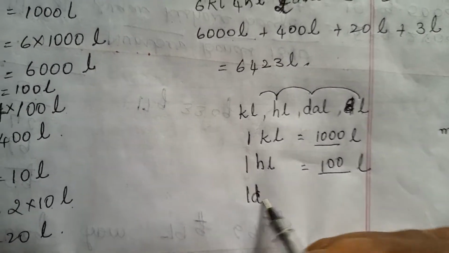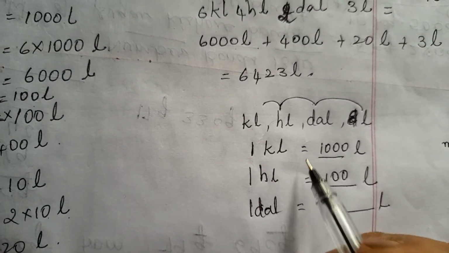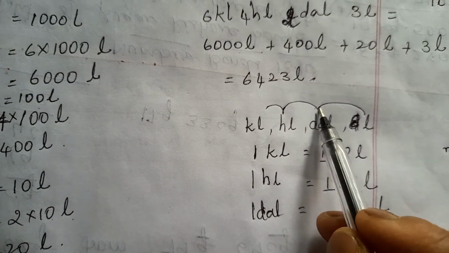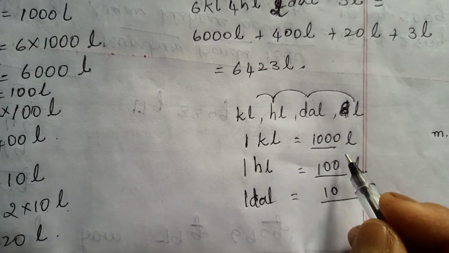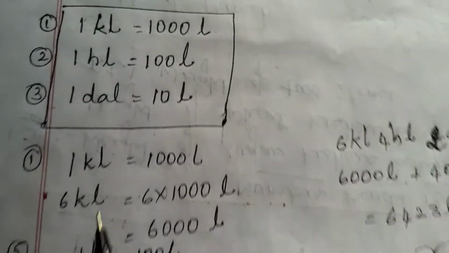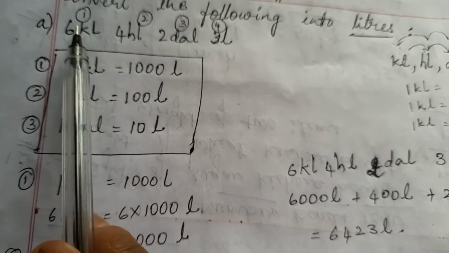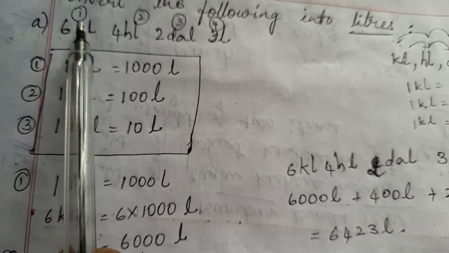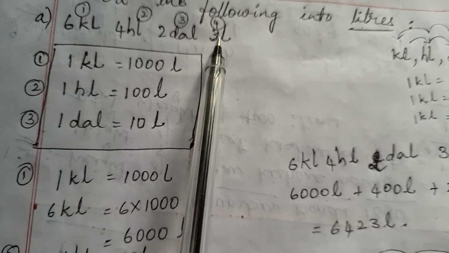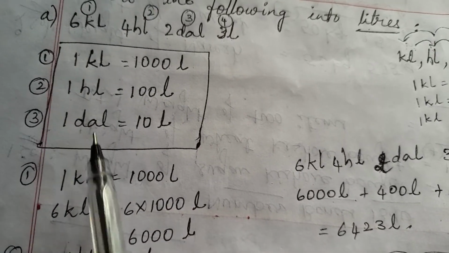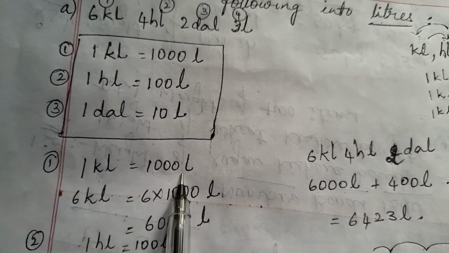Now 1 DAL equal to dash L. From DAL how many steps? 1 step. So 1 zero. Have you understood the relation? So we have formed this relation, and for easy and convenient sake I have numbered it as 1, 2, 3, 4. First one, we will take 1 kiloliter equal to 1000 liter, first step.